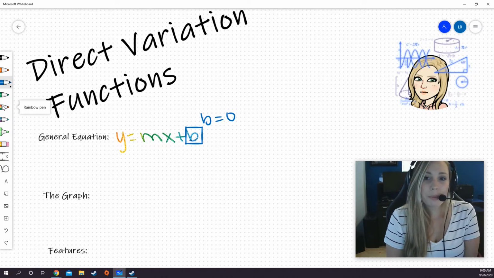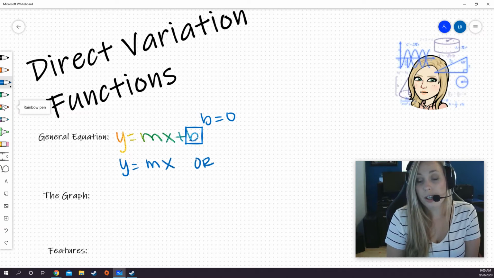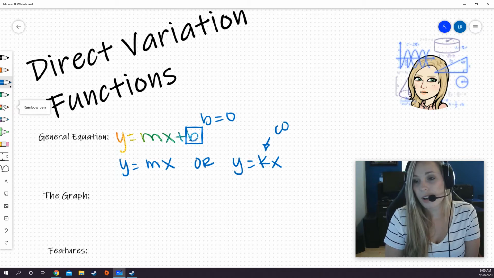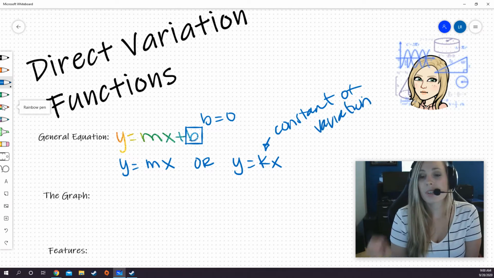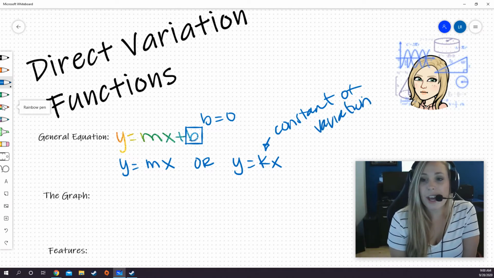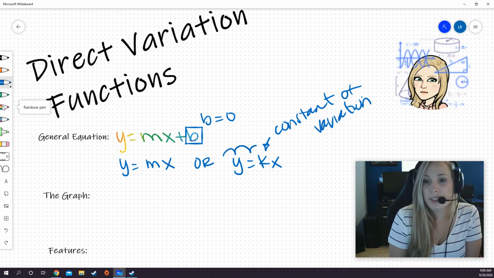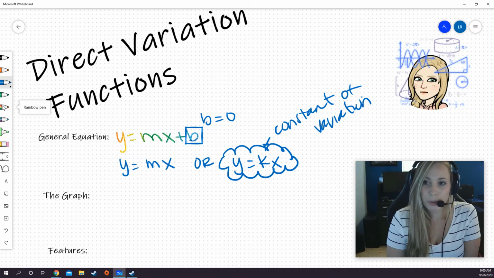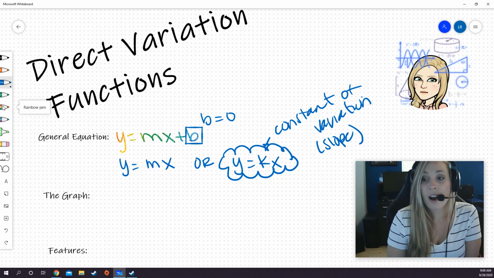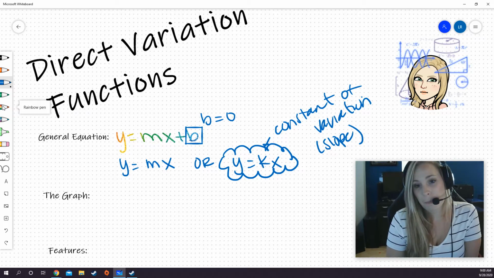So really the way that we'd write this out is y equals mx, or as you will see it, y equals kx, because k would be the constant of variation. So our general equation here, as you will see it, is going to be y equals kx, but k is exactly the same thing as your slope, which we call in direct variation the constant of variation.